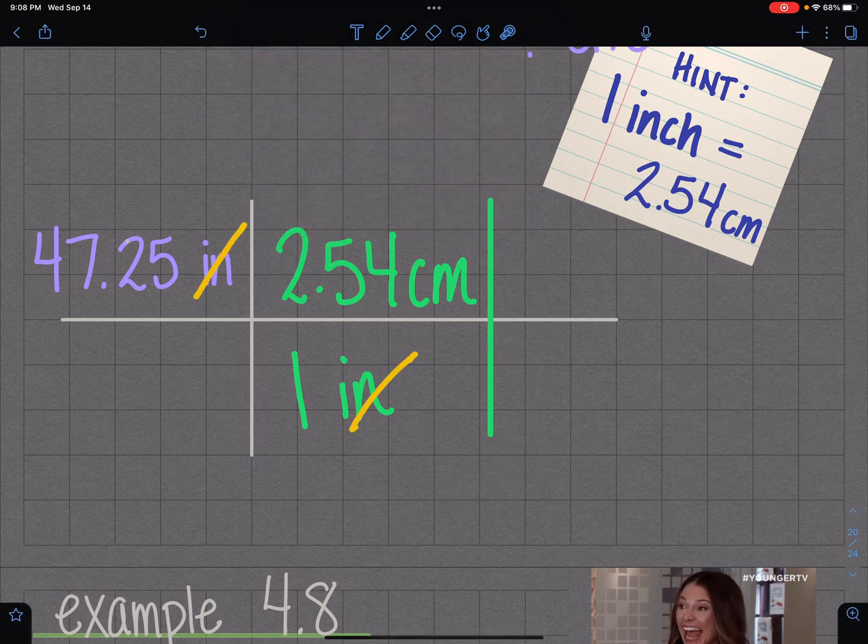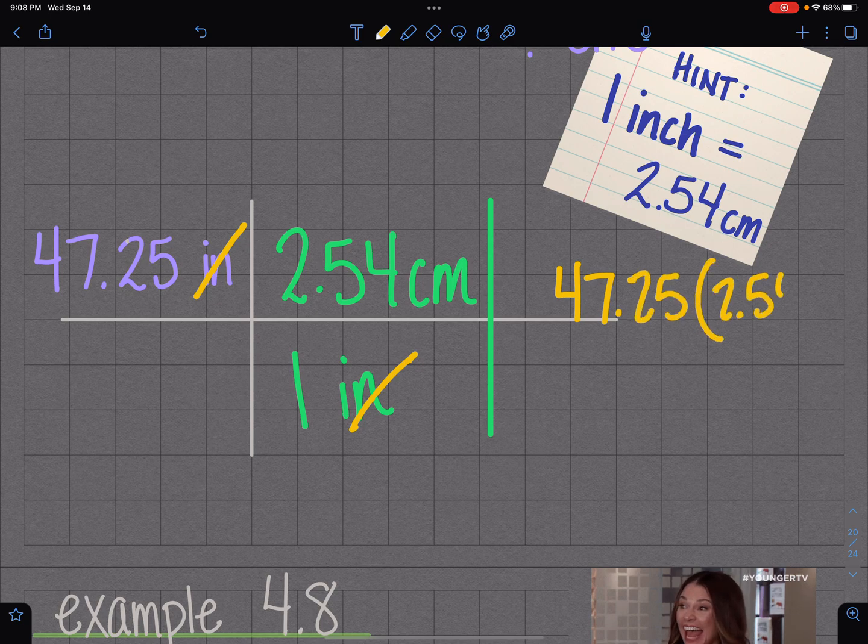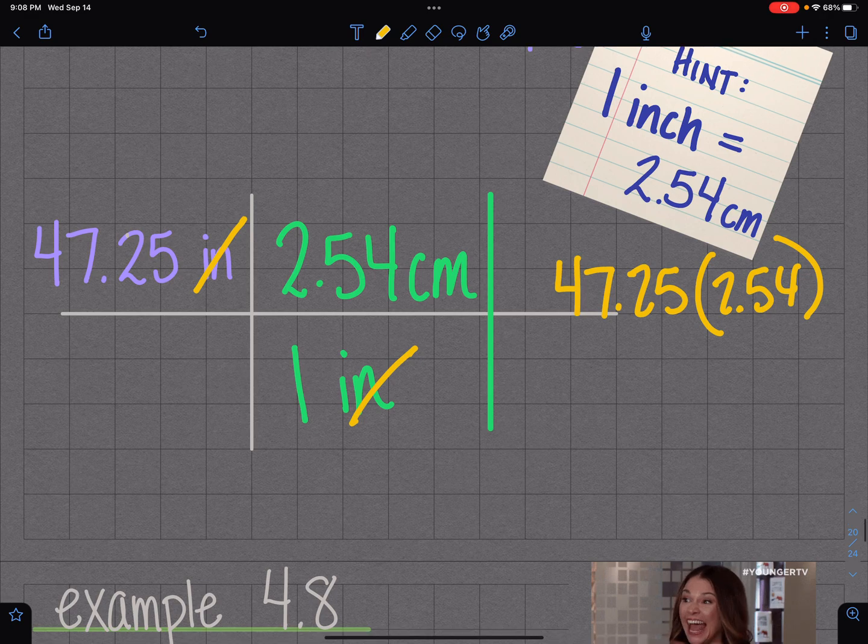Since both of these numbers are on top, I'm just going to multiply them straight across. 47.25 times 2.54. It doesn't give you the final answer in there, it just says 47.25 times 2.54. The important thing is that the unit is centimeters because that's the only unit I have left. The inch is canceled. So that's how many centimeters you would get. It would be something around 2.5 times that much.